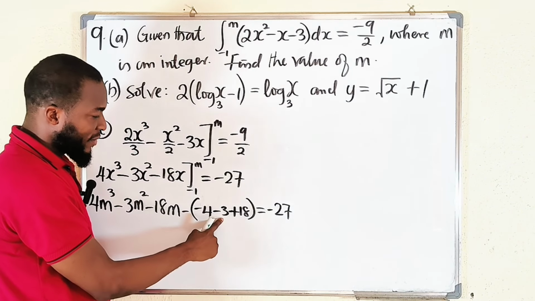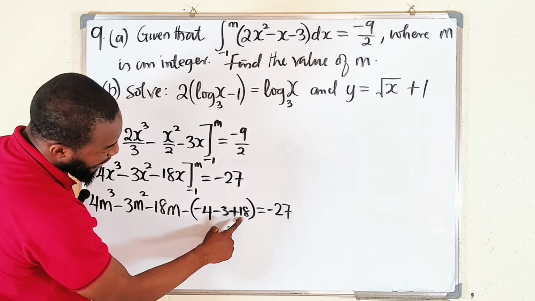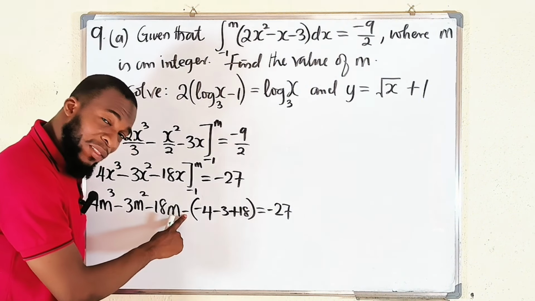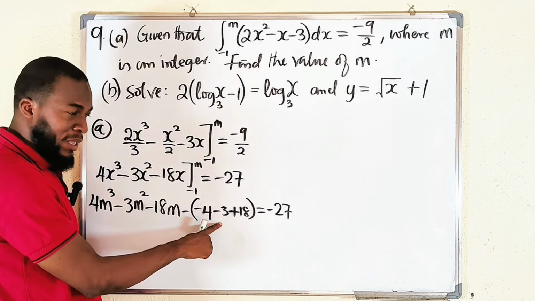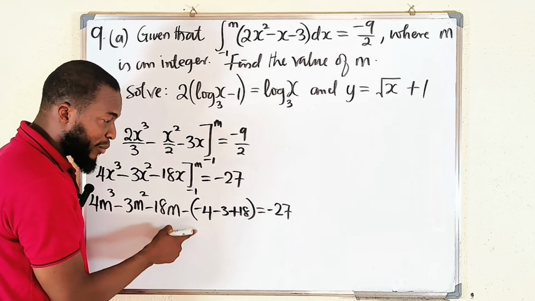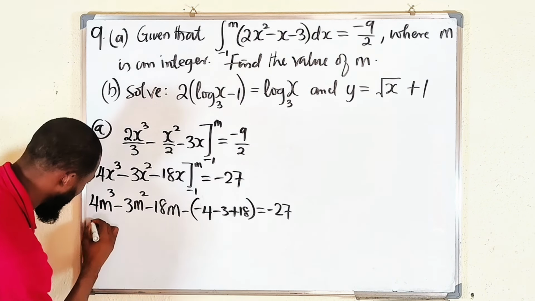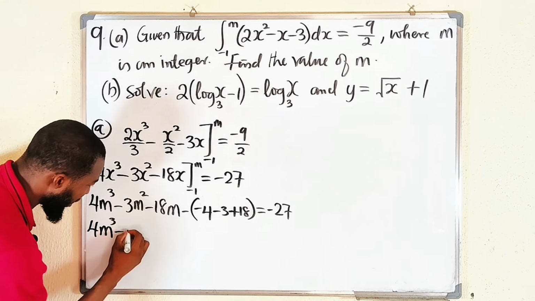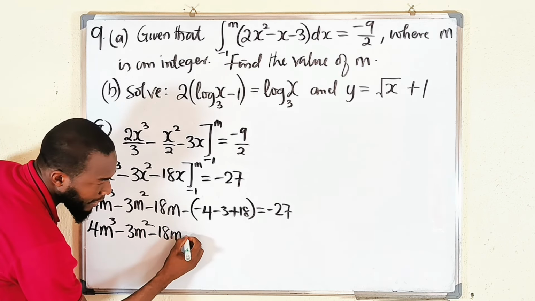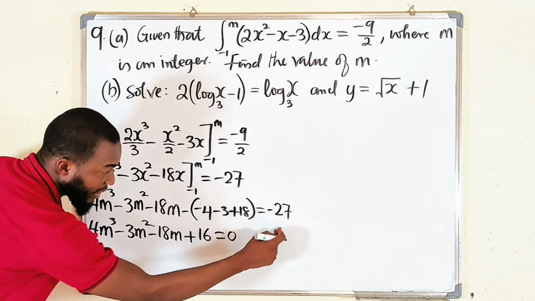-4 minus 3 is -7 together with this one. That is 11. Exactly right. This is 11. So we have another negative here. So this is -11. As this crosses over, it becomes +27. +27 minus 11 will be 16. So everything here will be 4m cubed minus 3m squared minus 18m. Then, yeah, +16. Everything equal to 0. Remember, I've taken this one backward.